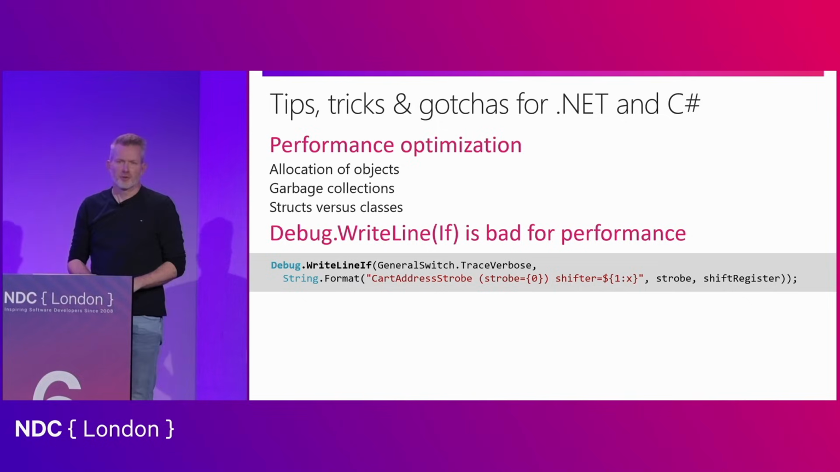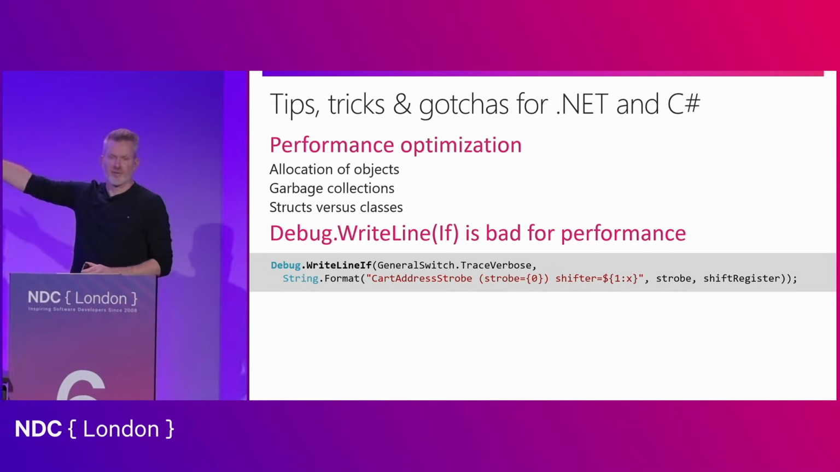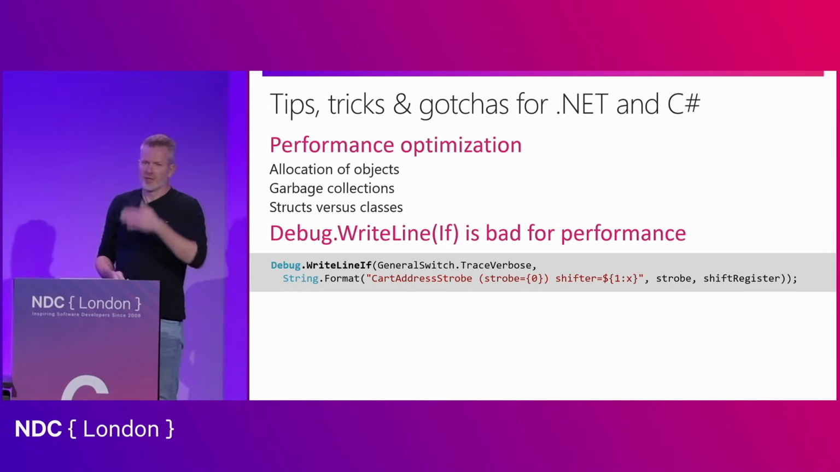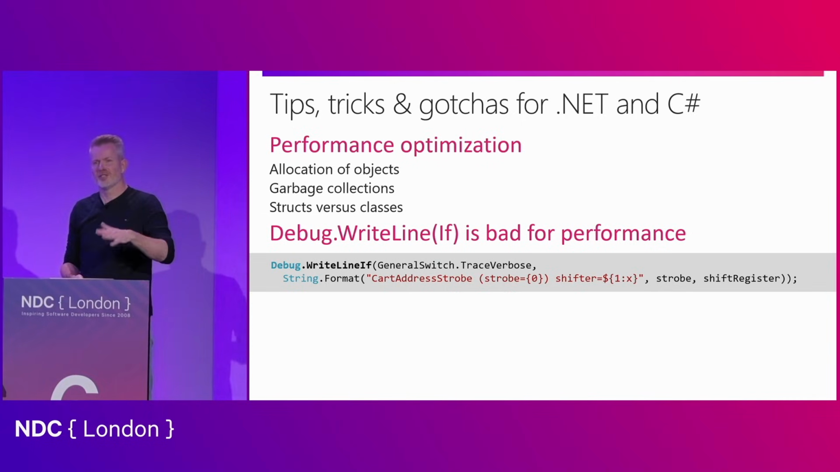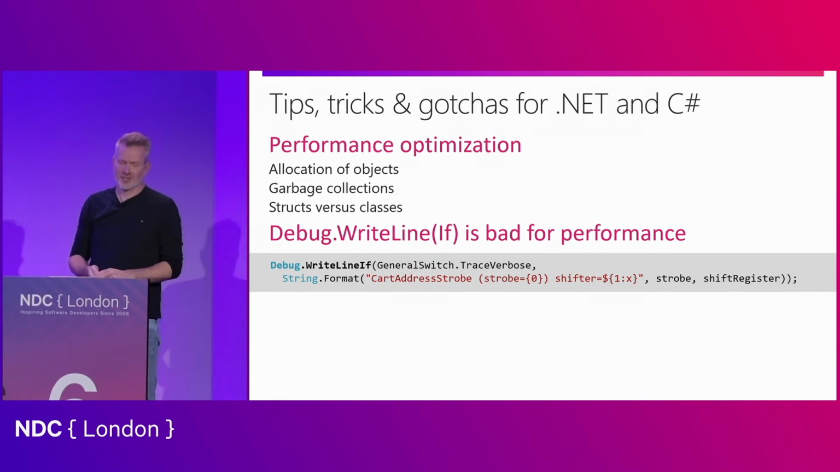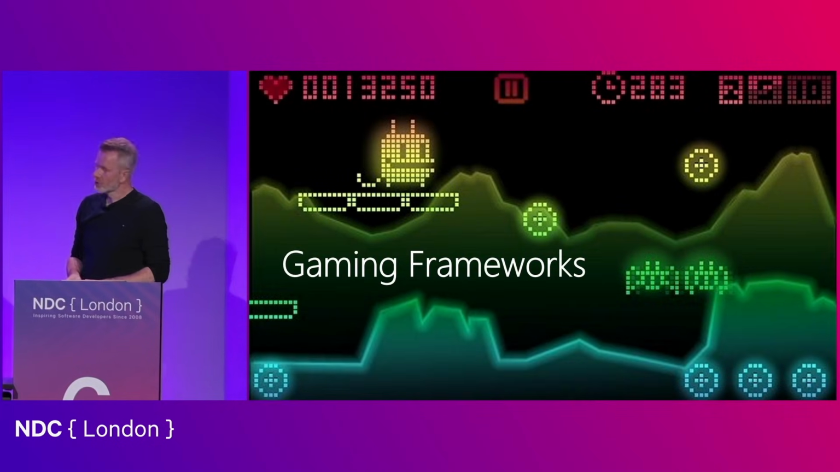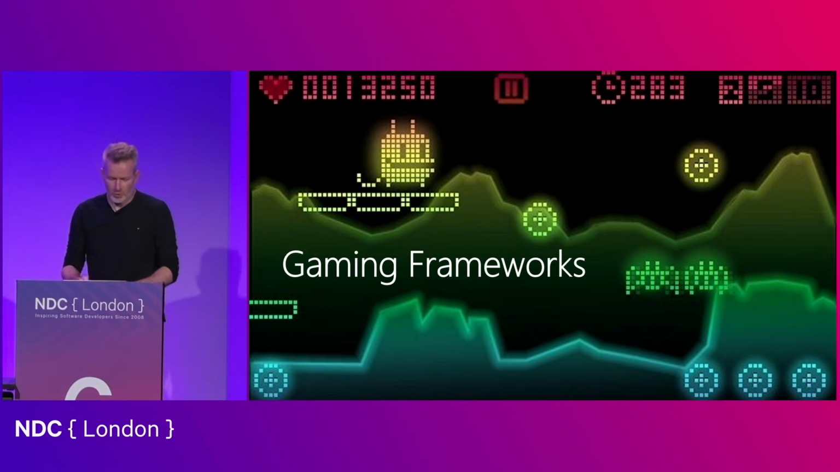I also found that if you do Debug.WriteLine, because poor man's debugging, just output those things, your emulator slows to a halt, even if you do the WriteLine conditionally. I'll turn it off, but because it's millions of iterations, there is string building involved. It just doesn't go well. All right, I'll skip the gaming frameworks because we're out of time.